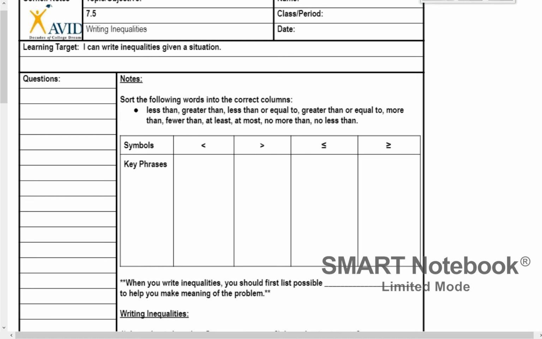Okay, so by now we should have all of these words filled into our boxes, and we are just checking to see if we have them correct. So less than would be this first one. Greater than would be the second one. I'm going to shorten it up because I write too big for these spaces. So less than, greater than, less than or equal to would be this third one. And then greater than or equal to would be this last.